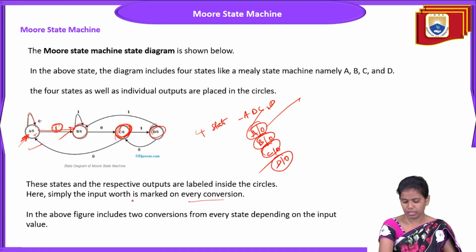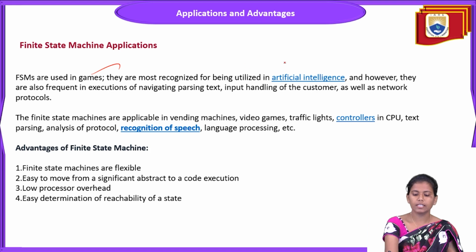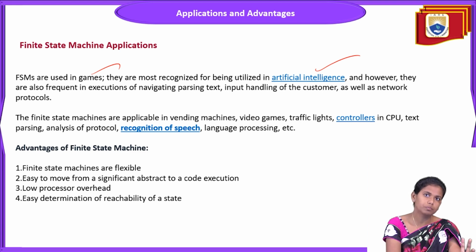So this is the difference between the Moore and Mealy. And now we will see applications. Coming to the finite state machine applications, where they are used. They are used in games and most recognized in artificial intelligence. Applications also include full custom based ASICs. They are used in artificial intelligence and games as well.